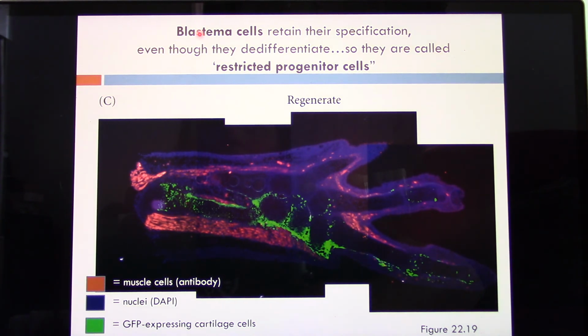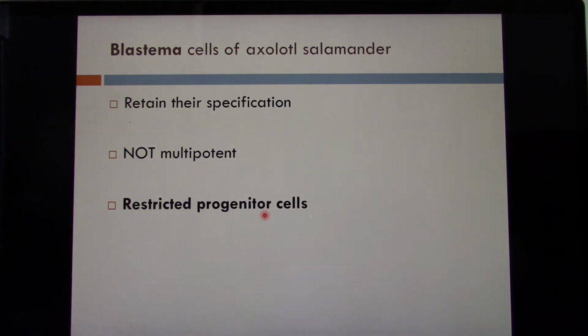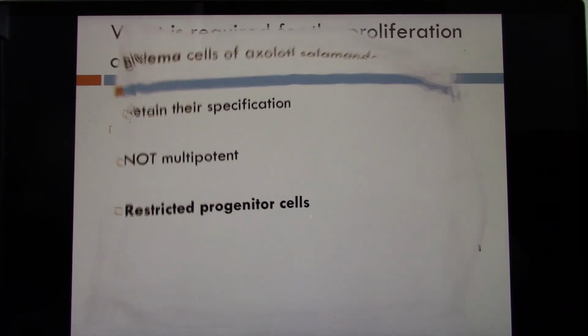So this reconfirms that the blastema cells retain their specification if they de-differentiate, but only so far. They don't go back to the stem cell level, and so they really have more of a unipotent ability to regenerate. So you can only get new cartilage cells from de-differentiated old cartilage cells, and so forth. Blastema cells of axolotl salamander retain their specification. They are not multipotent stem cells, and they are called restricted progenitor cells.